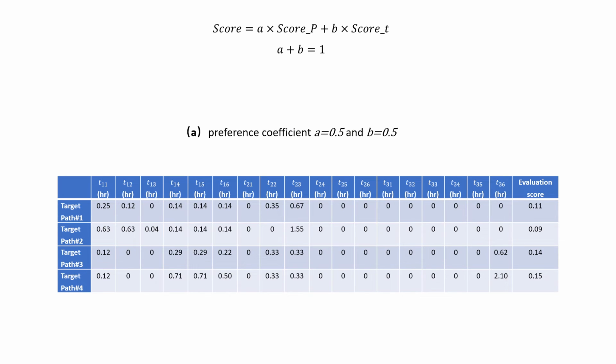Then comes the experiment. Since the score also needs the user to input a preference coefficient A, I set the coefficient from 0.1 to 0.9 with interval 0.2. In other words, I set totally 5 experiments with different coefficients, the results of which will be represented in the next 3 slides. This slide will show A equals 0.5.